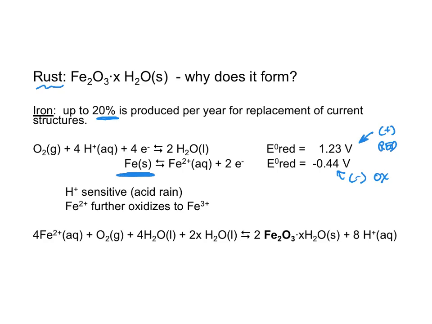And the oxidation here takes iron as a solid to make the unwanted ion iron 2+. To add insult to injury, this reaction is sensitive to H+, and by that I mean acid rain in the atmosphere, and then you cannot stop it. Fe2+ further oxidizes to Fe3+, and there is our formula for rust.